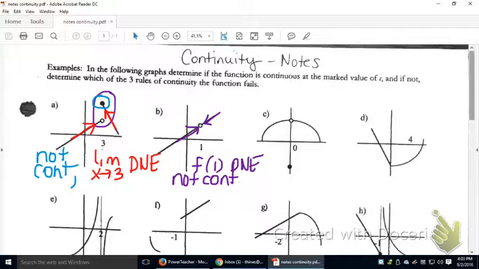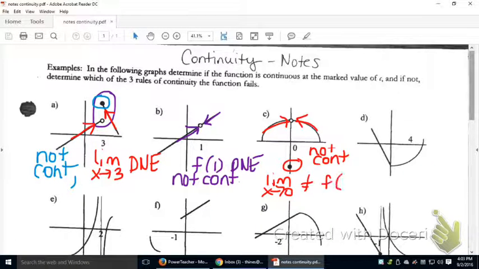All right, C. So the limit exists because it approaches that hole at 0. The value of the function exists because there is a point there. But this one isn't continuous because the limit as you approach 0 doesn't equal the value of the function at 0. Those two things do exist, but they're not the same.